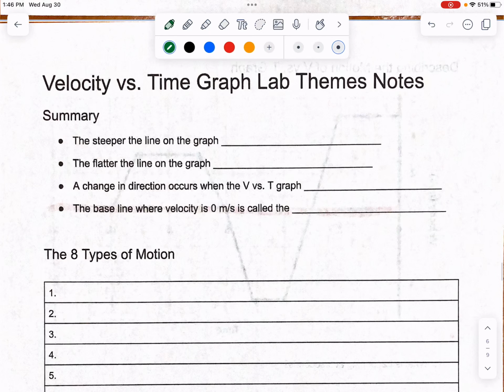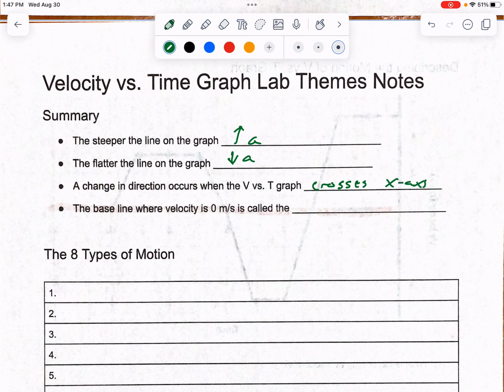Now, a little bit of a summary on this. The steeper the line on the graph, and we know our lines are acceleration, the higher the acceleration. I'm abbreviating stuff to save time. The flatter the line, the closer you get to that horizontal flat line, which means your acceleration is going to go down. Now, a change in direction occurs when the v versus t graph crosses the x-axis.